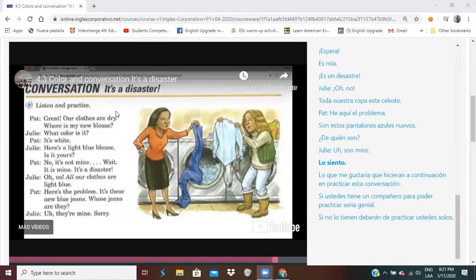Okay, so now what I would like for you to do is practice the conversation in pairs. Vamos a practicar la conversación en parejas. Let's go.